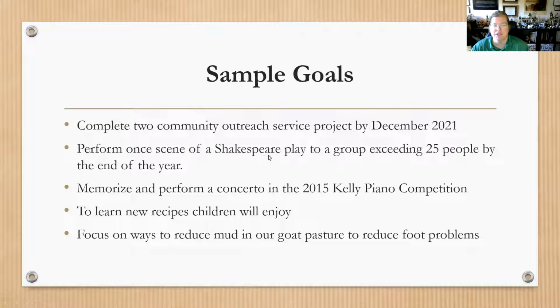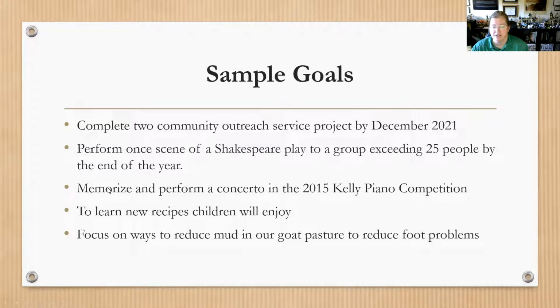Perform 1 scene of a Shakespeare play to a group exceeding 25 people by the end of the year. Again, we have that timely component. We have a measurable goal. They want to do this to a larger group. They want 1 scene. Again, they would have gotten full credit for this one. It is also very attainable.